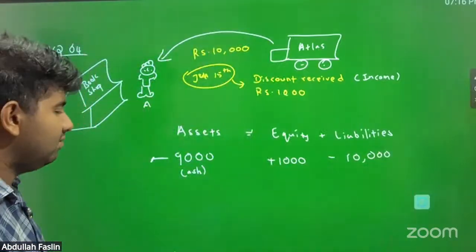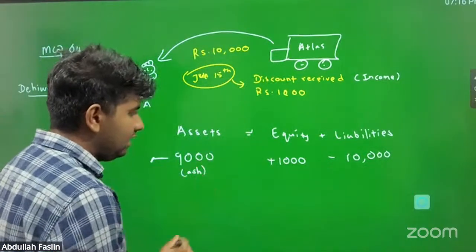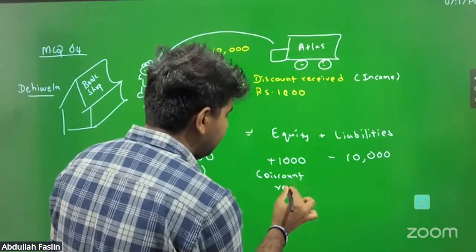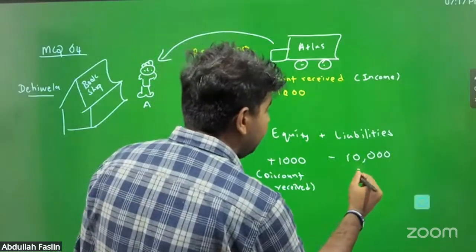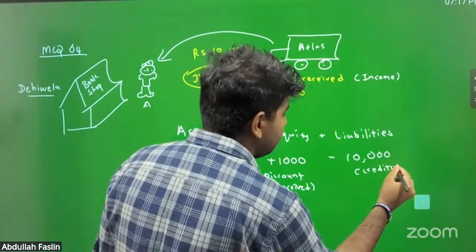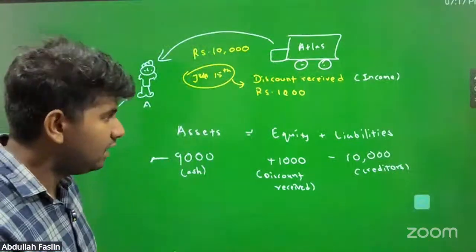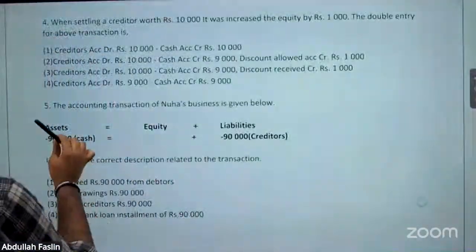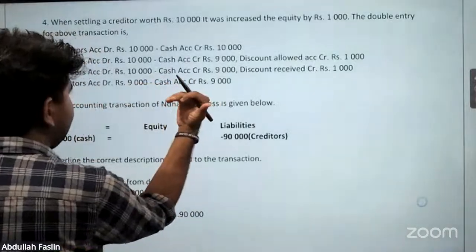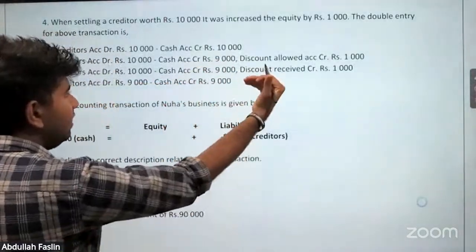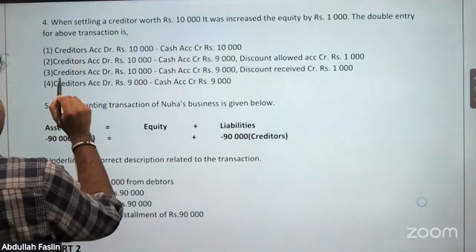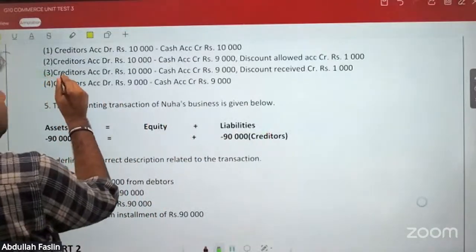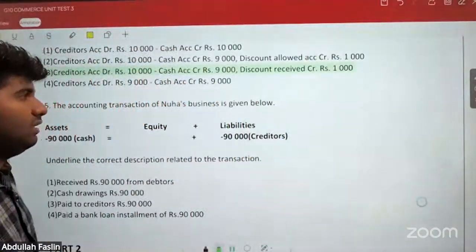Therefore, what is the double entry? Cash minus 9,000, equity, which is discount received, plus 1,000, and creditors reduced by 10,000. This is the double entry. Therefore, if we go into the question, creditors account debit 10,000, reducing 10,000, cash reduced by 9,000. You are getting a discount of 1,000. Therefore, the answer is answer number 3.